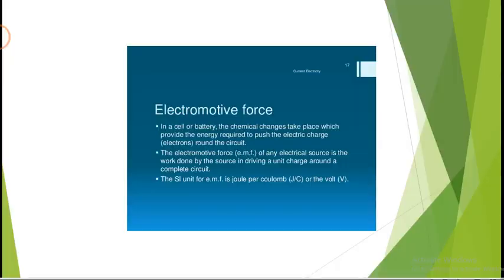After this we are moving towards electromotive force, EMF as we generally call it. In a cell or battery, the chemical changes take place which provide the energy required to push the electric charge round the circuit. The electromotive force of any electrical source is the work done by the source in driving a unit charge around a complete circuit. The SI unit of EMF is joule per coulomb or volt.